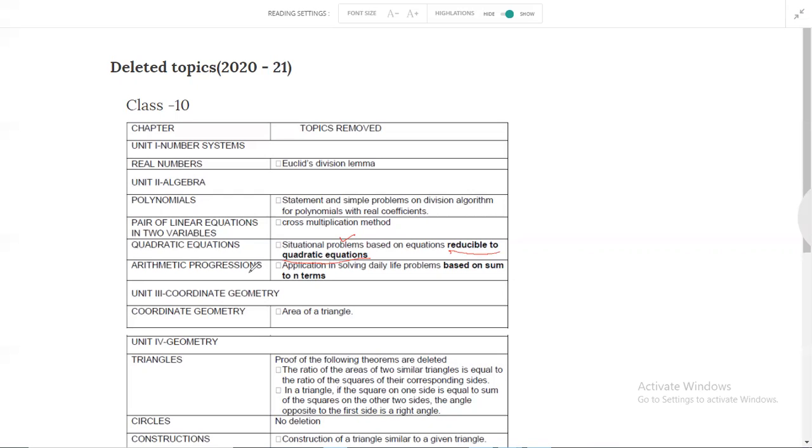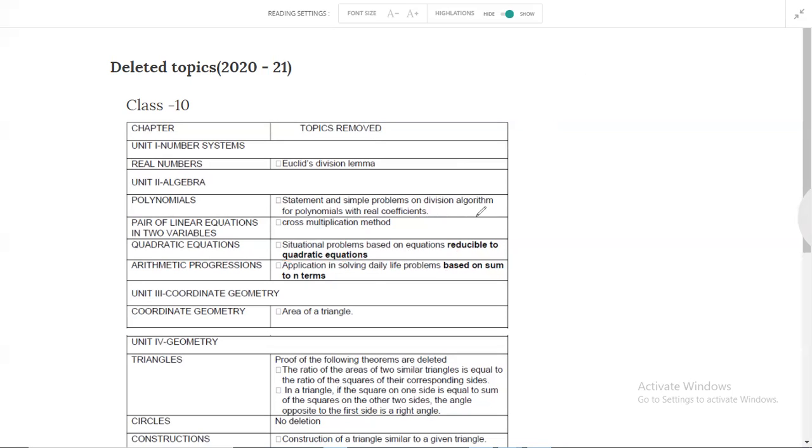Now, the next chapter under this unit is arithmetic progression. Here, the daily life problems based on sum to n terms are deleted. So sum to n terms word problems or practical problems will not be coming for the examination, but there will be practical problems or daily life problems related to the nth term of an AP. You need to learn both formulas, the nth term of an AP as well as sum to n terms.